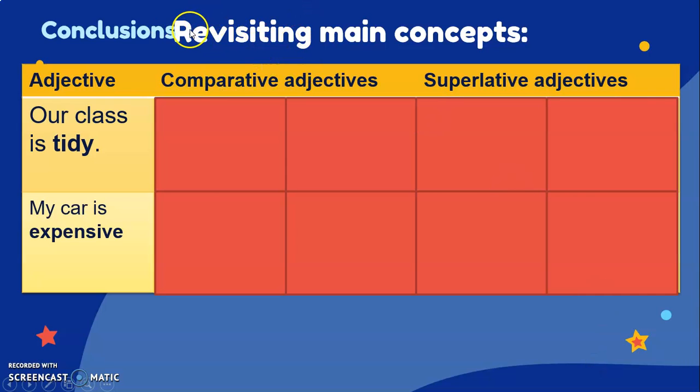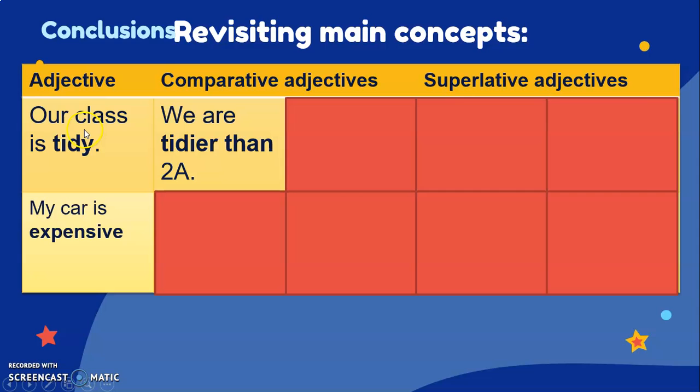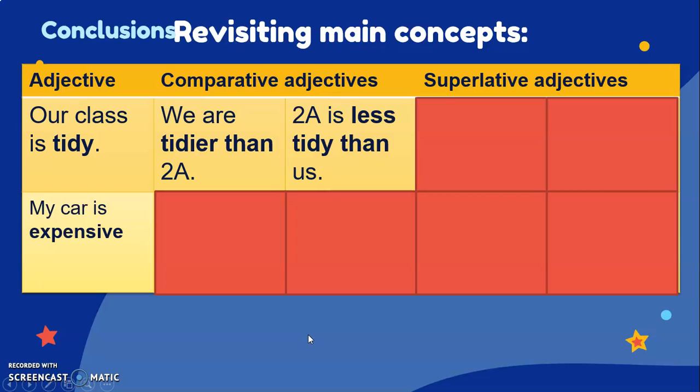Okay, here's in conclusion. Let's revisit the main concept. I would like you to work together with me. The original adjective is a short one, tidy. If I want to compare 2 things, I would say our class is tidy. We are tidier than 2A. What if I want to say it the negative way? If I want to begin the sentence with 2A, then I would say 2A is less tidy than us.